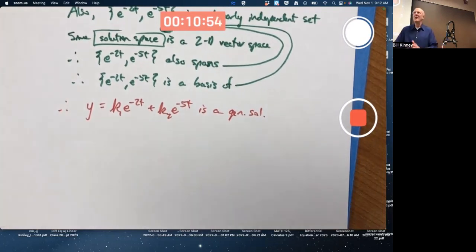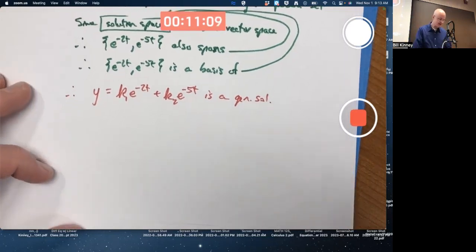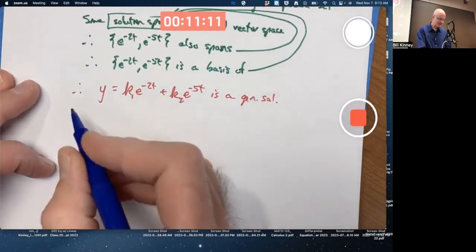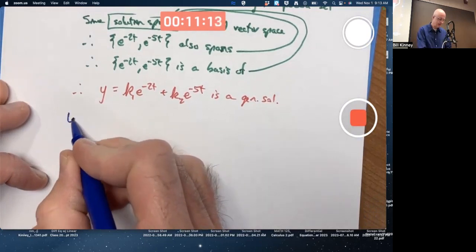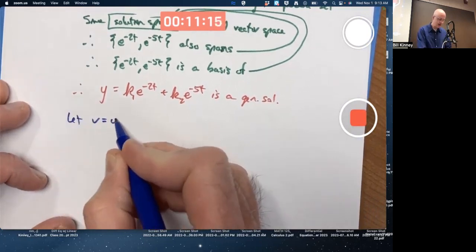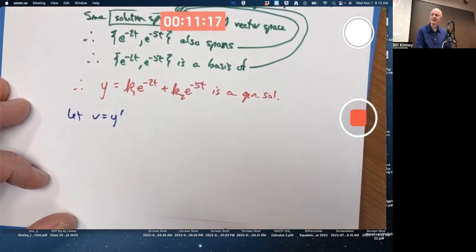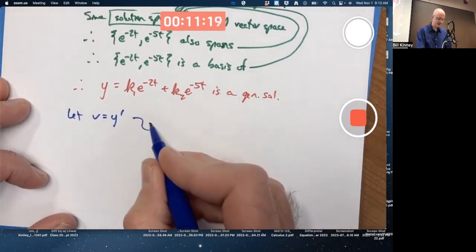All this can be done without anything with regard to systems and matrices and eigenvalues and eigenvectors and phase planes. But what if we did relate it to that? Create a system. Let v be y prime. This results in a system.